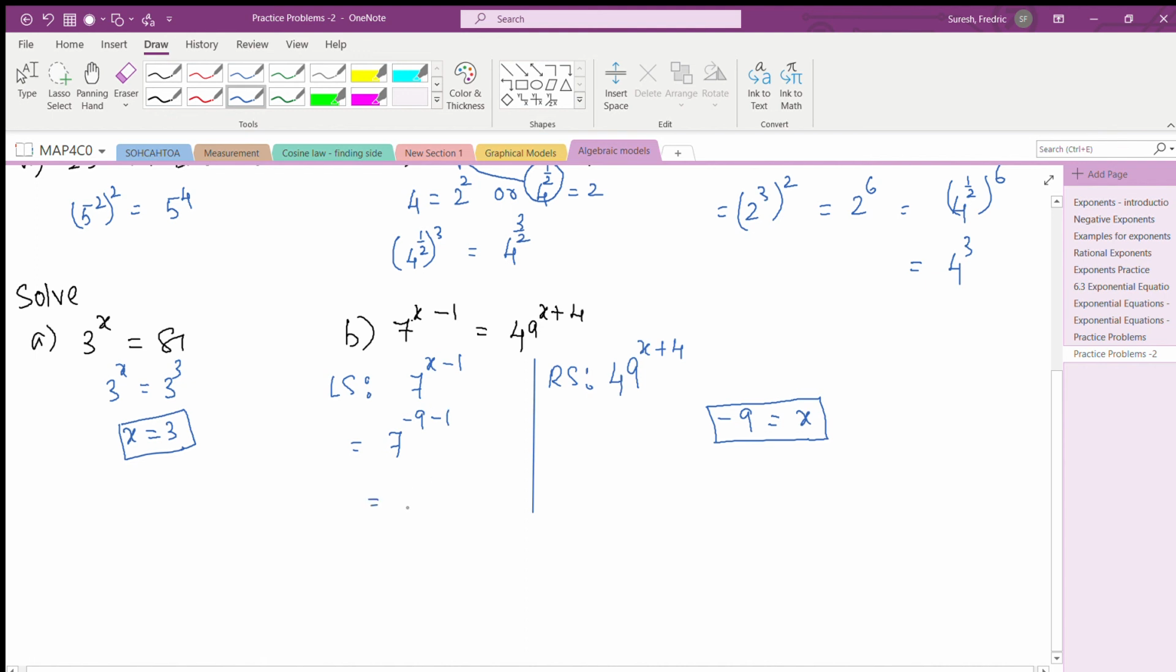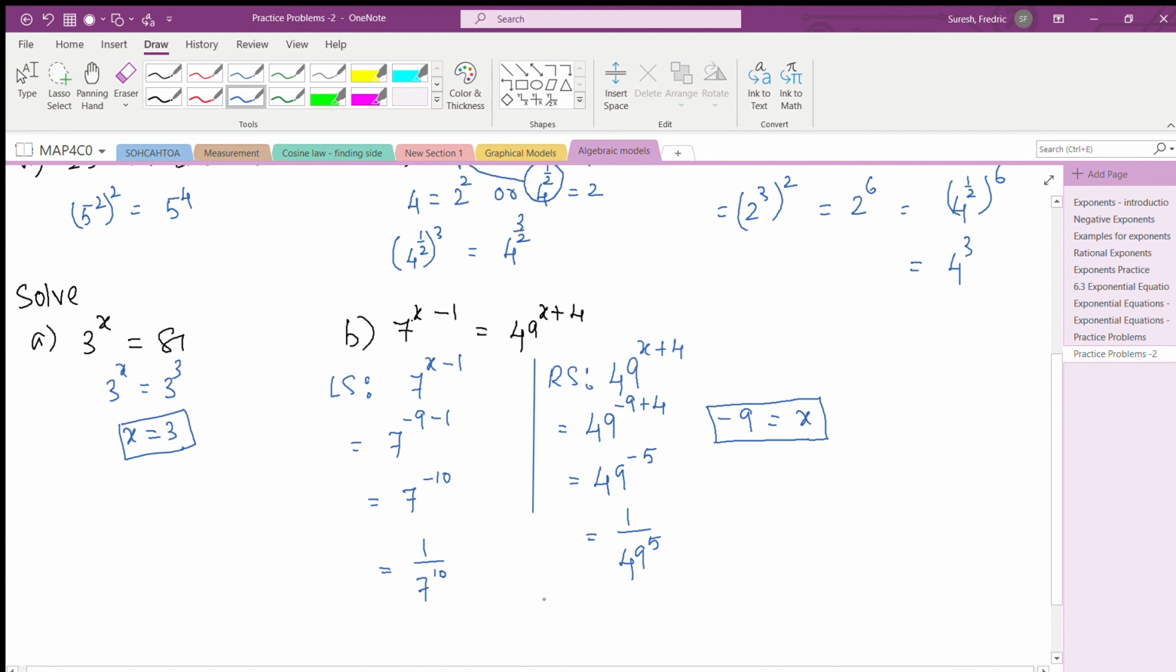Okay, and I get 7 to the power of negative 10, or I have 1 over 7 to the power of 10. Now let's substitute on the right side as well. So this is 49 to the power of negative 9 plus 4. Oh, I'm sorry, making a mistake here. That is not a 5. That is actually a 4. So I have here negative 5 and 1 over 49 to the power of 5.